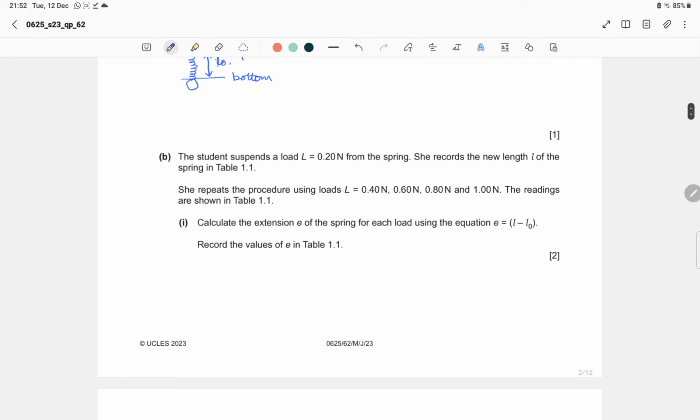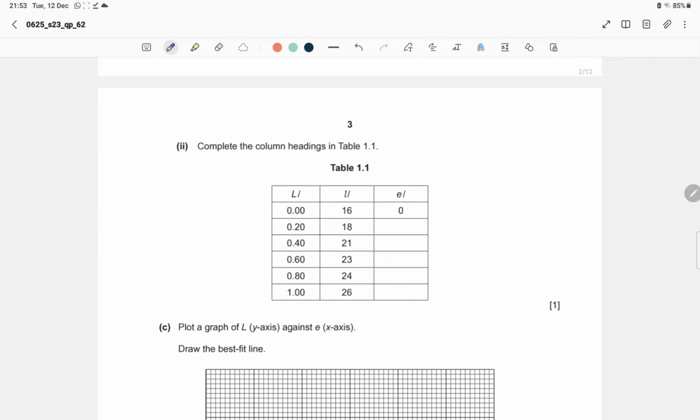The student suspends a load L equals 0.20 newtons from the spring. She records the new length L of the spring in table 1.1. She repeats the procedure using loads of 0.4 newtons, 0.60 newtons, 0.8 and 1 Newton. The readings are shown in table 1.1. Calculate the extension of the spring for each load using the equation E equals L minus L naught. So that is basically the extension formula. We got the value of E in table 1.1. So now we have to complete the table.